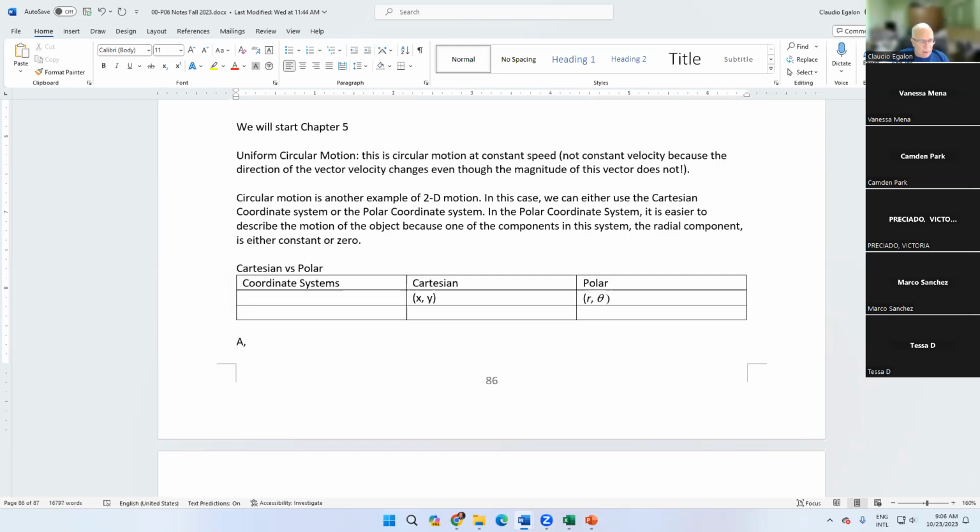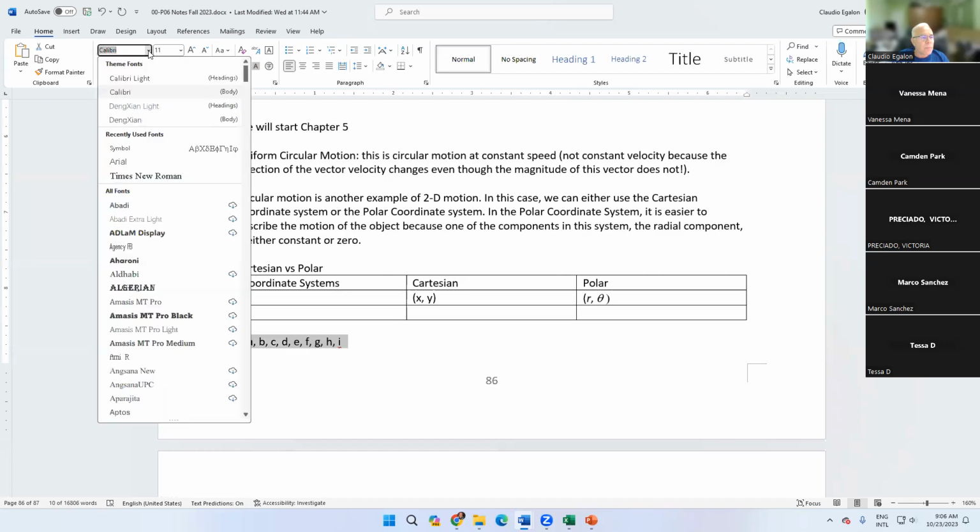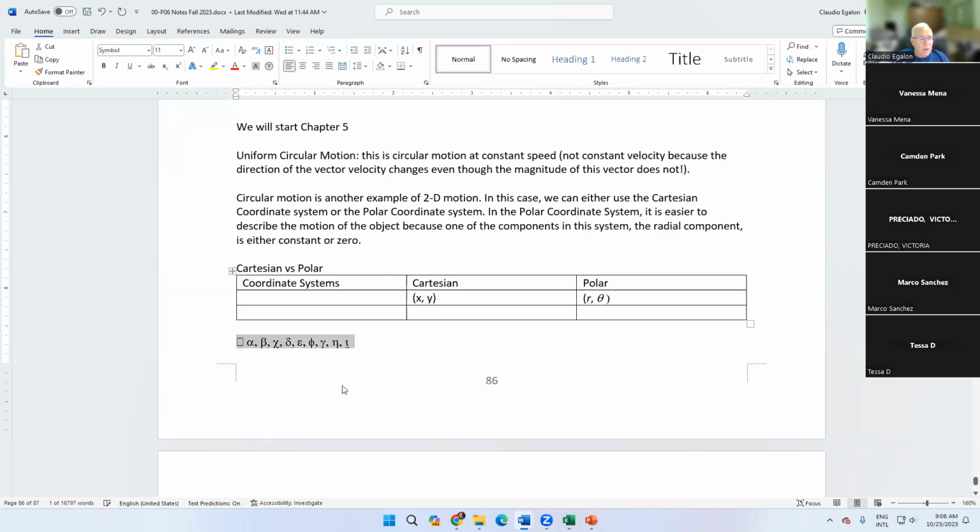I'm going to write it down. A, B, C, D, E, F, G, H, I, right? Those are all Calibri fonts. But if I change to Symbol, you're going to see that the A stands for alpha, the first letter of the Greek alphabet. Beta, this one is chi. This one is delta. E is for epsilon. This one is phi, gamma. Gamma is the C.